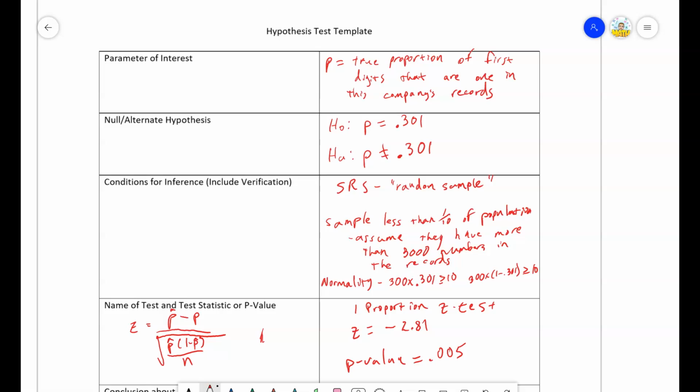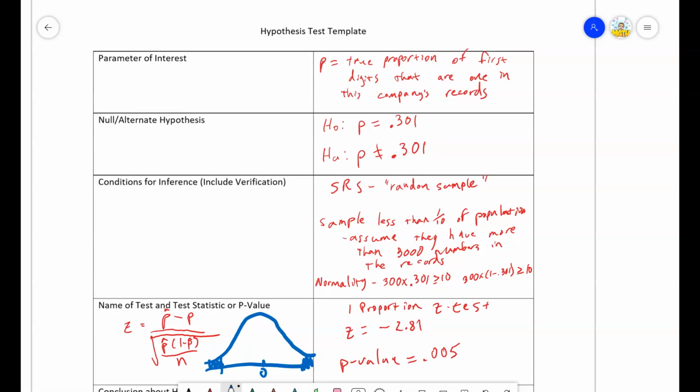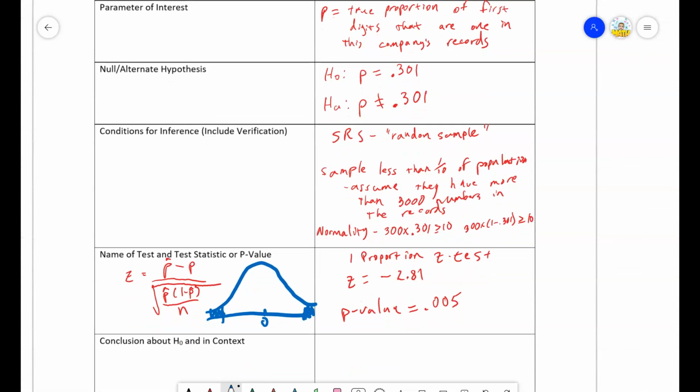Okay, so what you need to understand about this p-value is that since it's a two-tailed test, it's the area in both tails. What happens in this case is we don't care if we get a statistic to the left or to the right. It just has to be different from. So when we get this negative 2.81, and then we also have to consider 2.81, the p-value, 0.005, is the area in both tails combined.